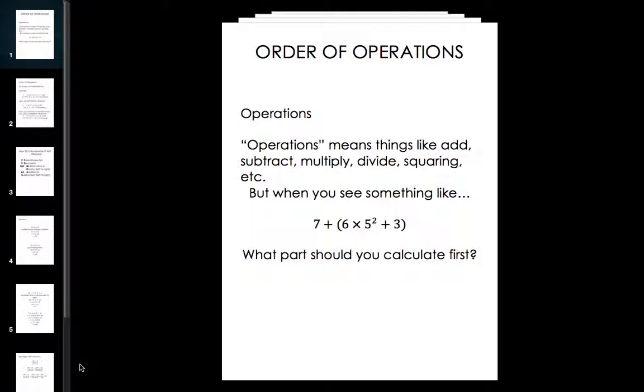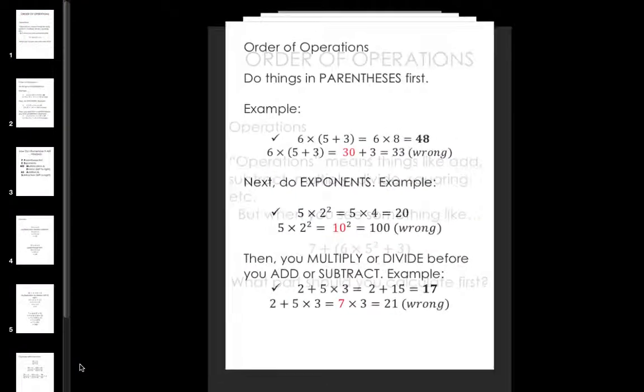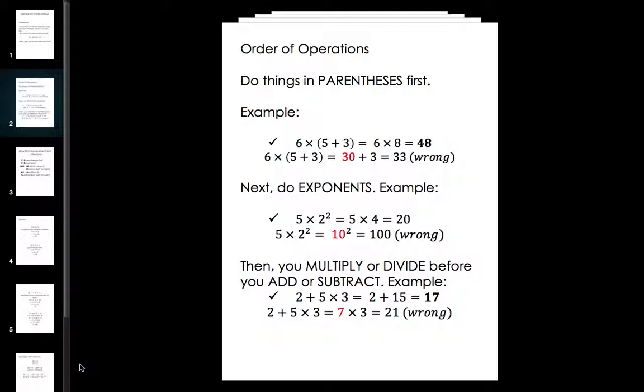And if you calculate them in the wrong order, you will get a wrong answer. So people agreed to follow rules when doing these types of calculations, and they are called the order of operations.